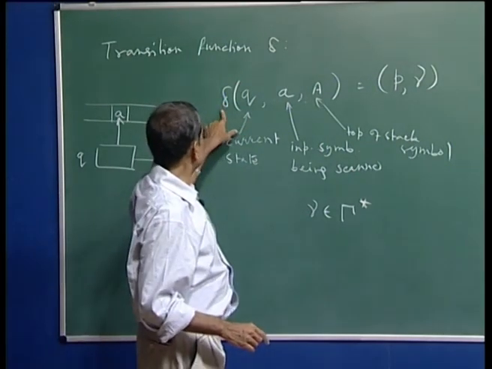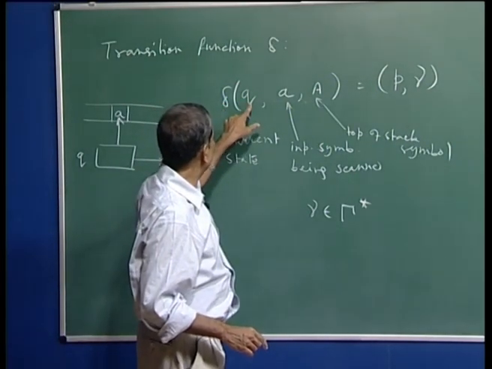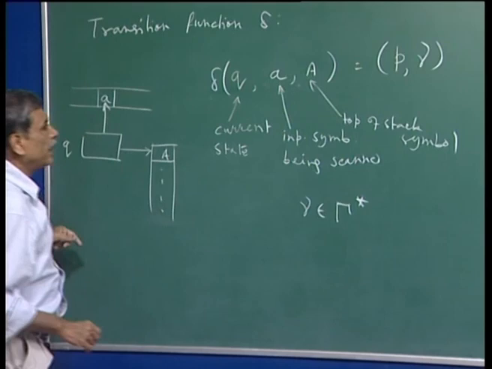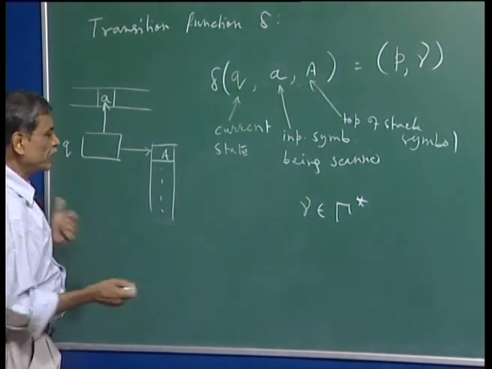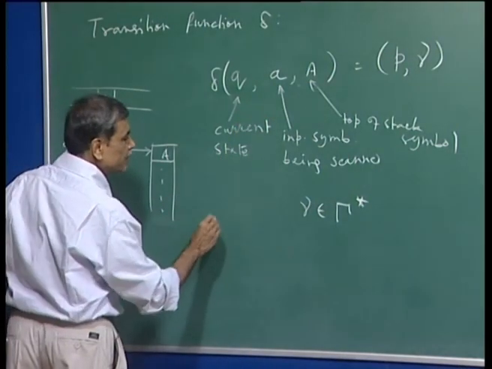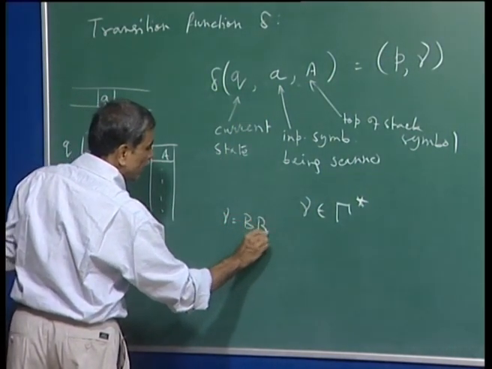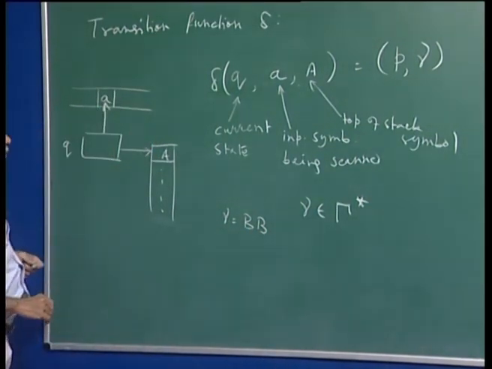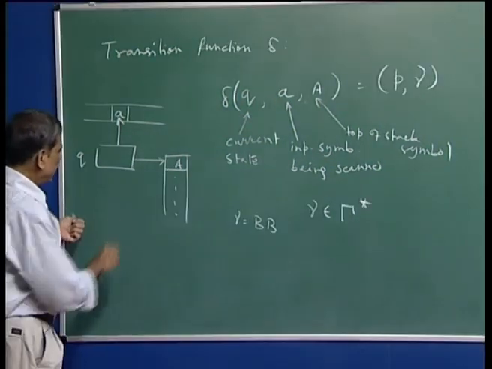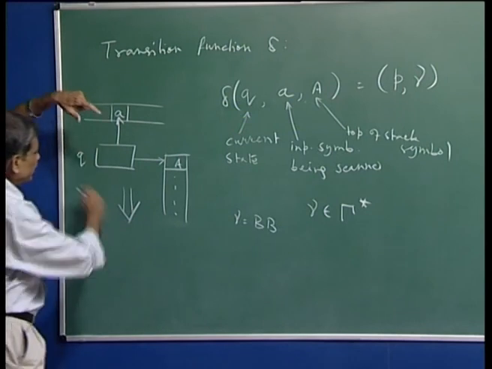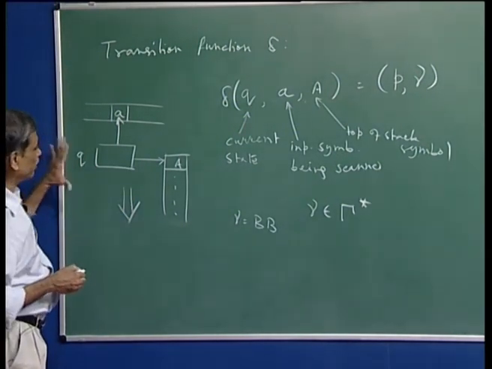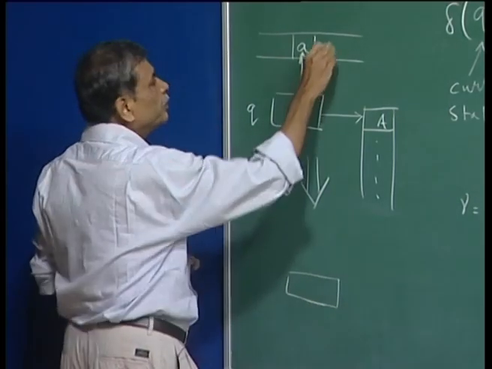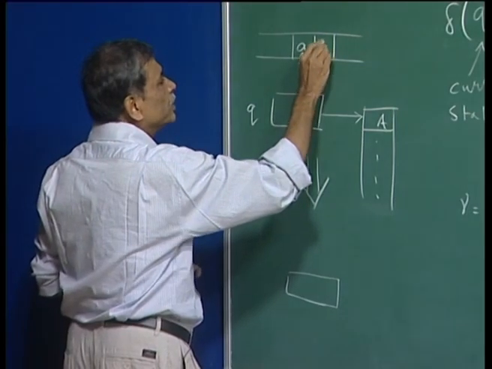If the transition function says that the next state is P, and the string that is written is gamma. So, in particular, let me say that in this case gamma is just BB, right? So then, supposing this is the situation at a particular point of time, then in the next instant, and let me also say here the symbol was B.